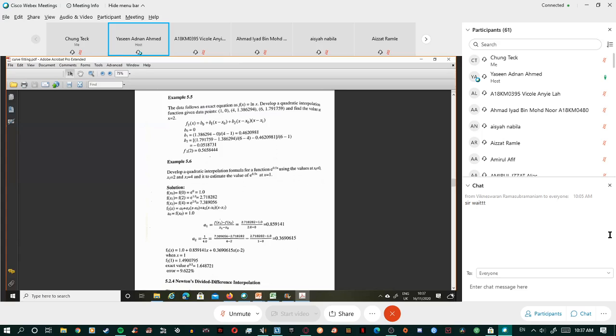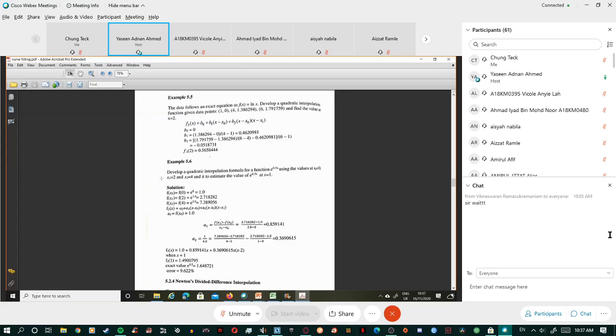So these things like quadratic interpolation, yeah. Sometimes they ask you to calculate the values and then also estimate, compare it with this one. I mean, to estimate the value of this one at x is equal to 1. Okay, so you have to find out the value of it. You have to do the interpolation, in short.